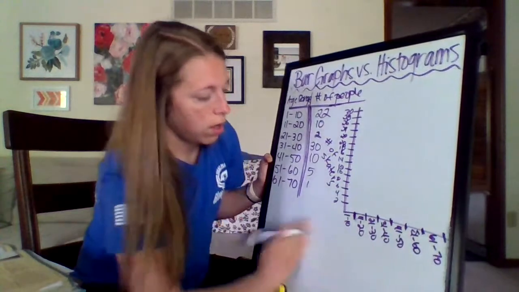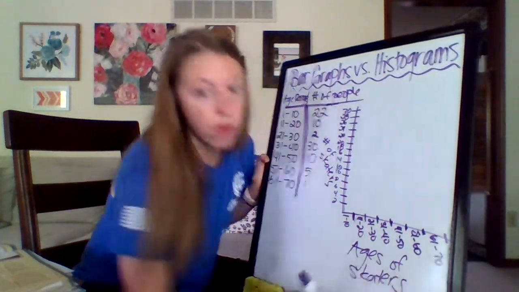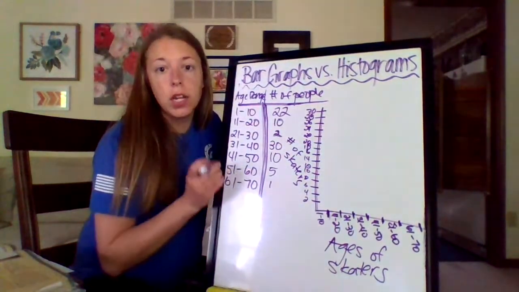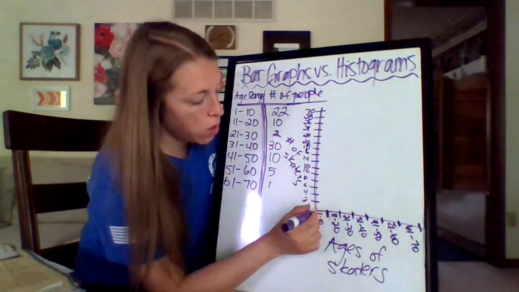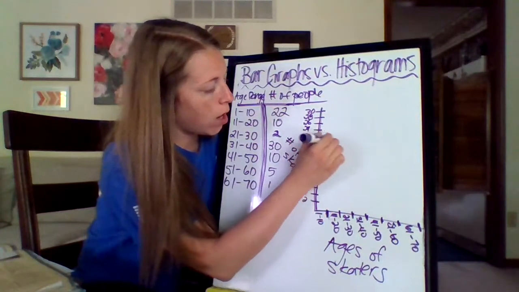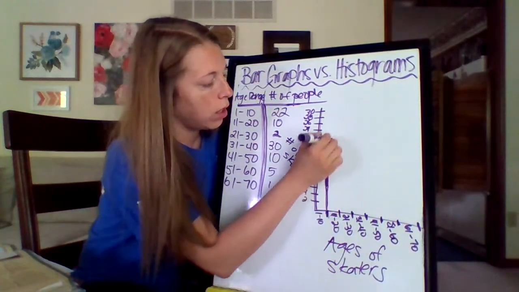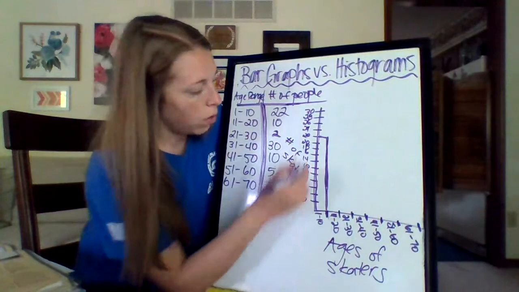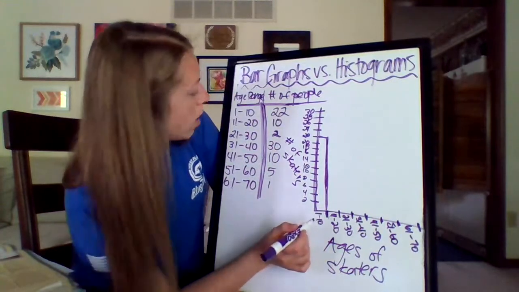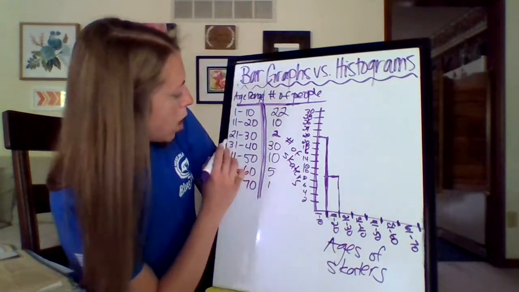And these are the ages of the skaters. Okay, so now I'm just going to make bars that go up, showing the number of skaters in each group. So from ages 1 to 10, we had 22. So I'm going to go all the way up to 22 like this and make a bar. Now on histograms, you actually connect the bars. They're touching, okay, instead of being spaced out. So 1 to 10, I had 22. 11 to 20, I had 10. So up to 10, and I go down and make my bar. Okay, 21 to 30, only 2.